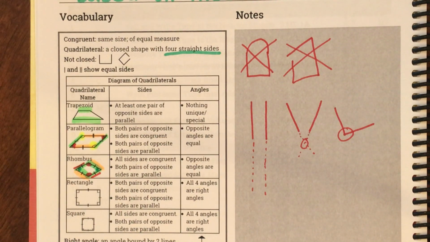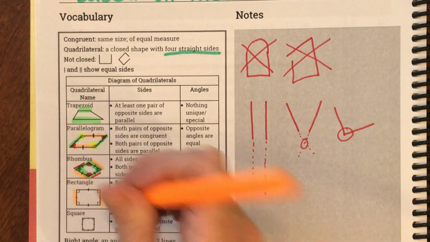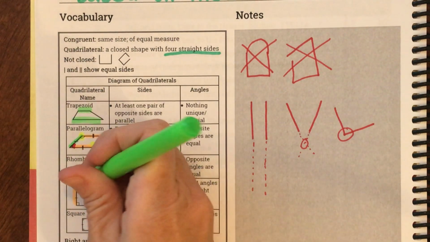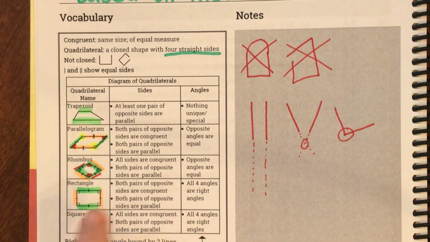Okay, our next one is a rectangle, and you've known about this shape since you were in kindergarten. You probably just didn't know all the attributes. So it says both pairs of opposite sides are congruent. So this side is equal to that side, and this side is equal to that side. It also says both pairs of opposite sides are parallel. So the green sides will never touch and the orange sides will never touch.